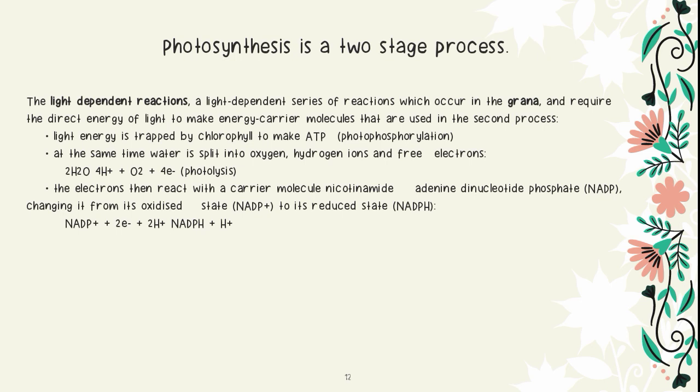Photosynthesis is a two-stage process. The light-dependent reaction is a light-dependent series of reactions which occur in the grana and require the direct energy of light to make energy carrier molecules that are used in the second process. Light energy is trapped by chlorophyll to make ATP, or photophosphorylation. At the same time, water is split into oxygen, hydrogen ions, and free electrons.